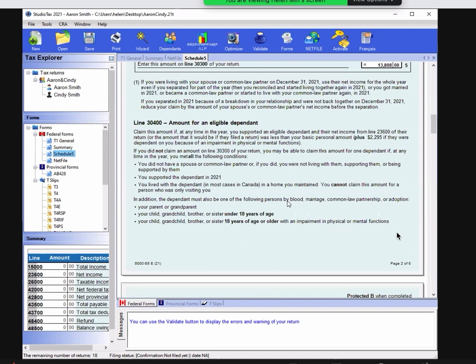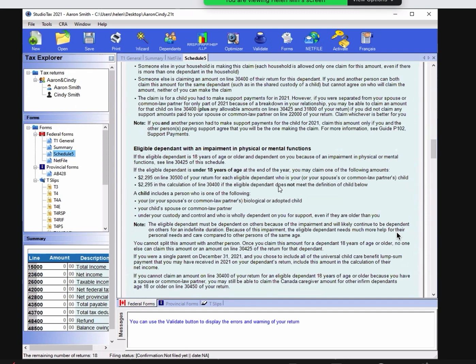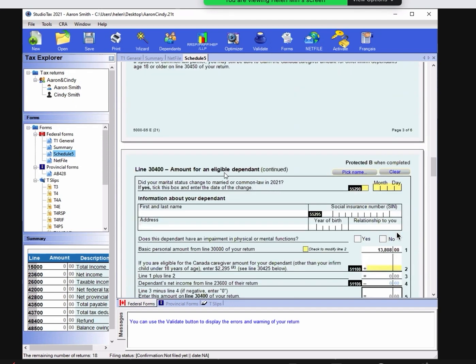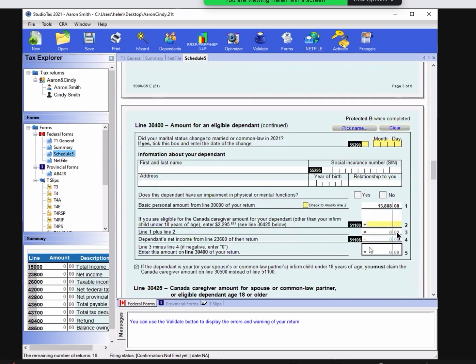But for her, she's doing a paper return. She just fills out this one, okay? She fills out that amount for eligible dependent. Then she fills out this one, okay? The eligible dependent she fills out. Then for her father's name here, the relationship, she puts here.